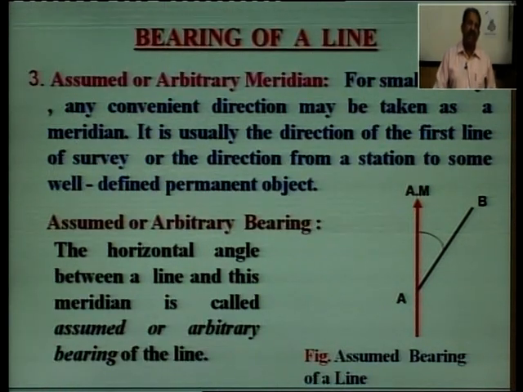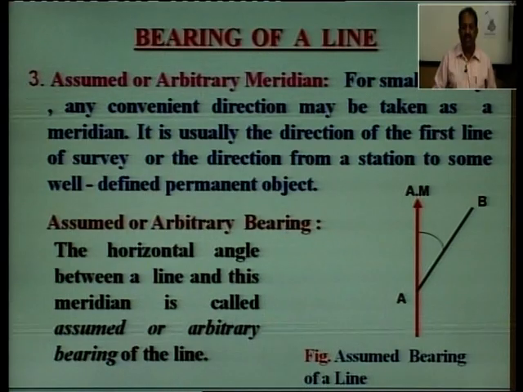And the third meridian is the assumed or arbitrary meridian. So, for small surveys, any convenient direction may be taken as a meridian. It is usually the direction of the first line of the survey or the direction from a station to some well defined permanent object.